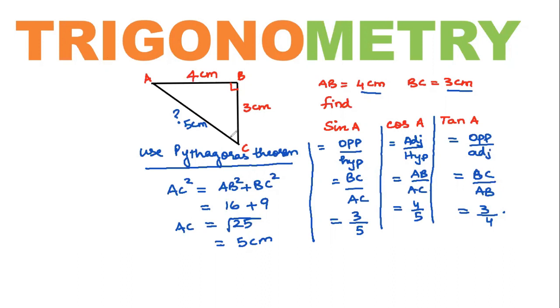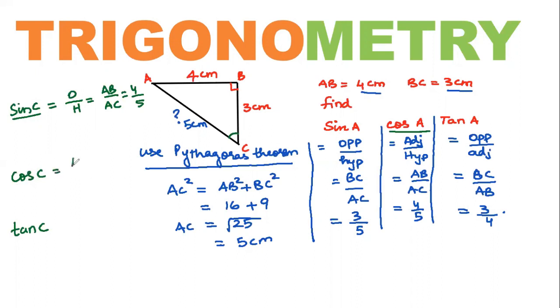Another acute angle which you have is C. So what will be sine C, cos C and tan C? Sine is opposite upon hypotenuse. The opposite of C is AB upon AC, which will be 4 by 5. This time, you can observe, sine C is equal to cos A. And cos C will be equal to sine A, right?